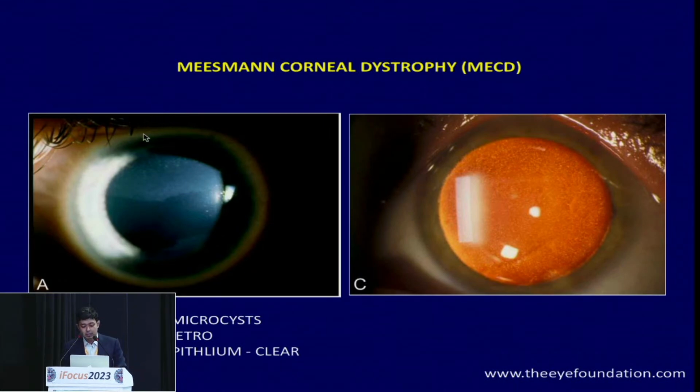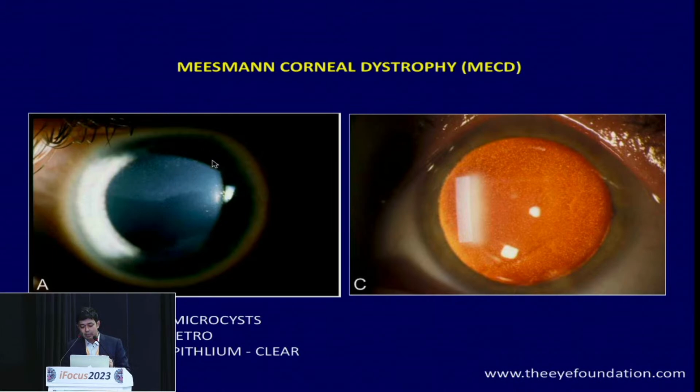I'll quickly take you all through a couple of other superficial epithelial dystrophies. One is the Meesmann dystrophy, where you see these kind of microcysts. So, a couple of points we'll try to remember with each dystrophy. One, what is the pattern of inheritance. Majority of them are autosomal dominant. When it is a little different, I'll try to highlight it.